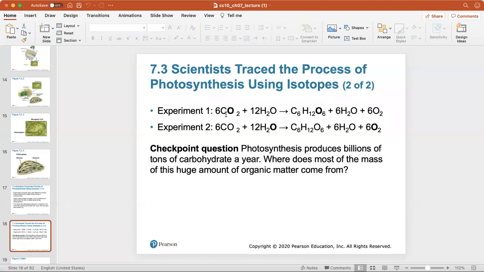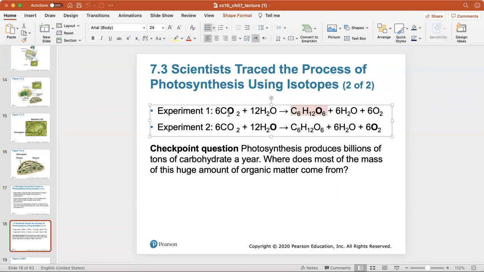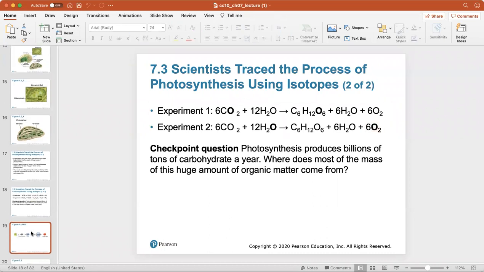So these are the equations of photosynthesis. CO2 plus H2O yields glucose, which is this structure, water, and oxygen. And when they labeled the oxygen on the carbon dioxide, they found that that oxygen ended up in the sugar molecule. And when they labeled the oxygen in the water molecule, they found that that oxygen, after the reaction took place, ended up in the oxygen that the plant not exhales, but the plant produces out of its leaf.